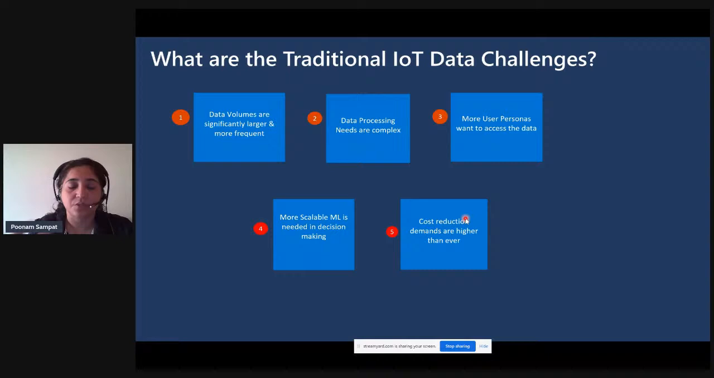So that's where the cloud comes in. And in the cloud, when I'm showing you the demo, I will also show you that every service has free tiers and from where you can scale up as the need arises. So these are typical data challenges and how you think about them.